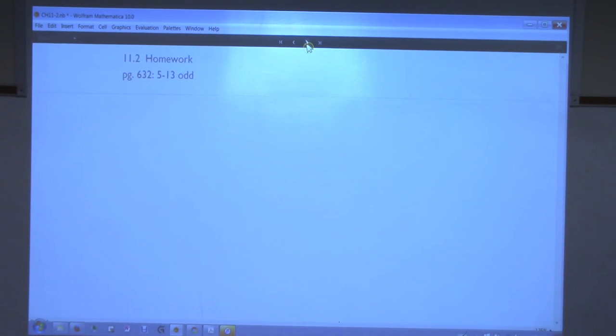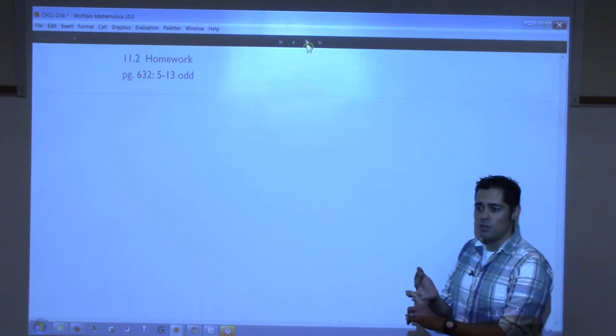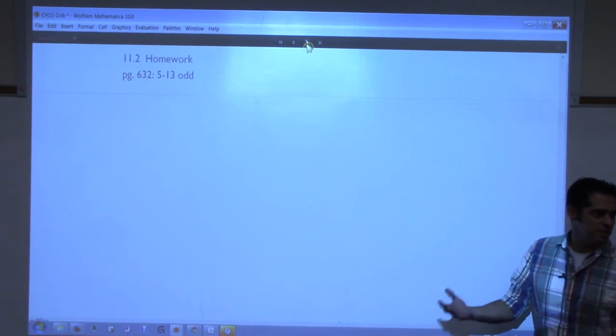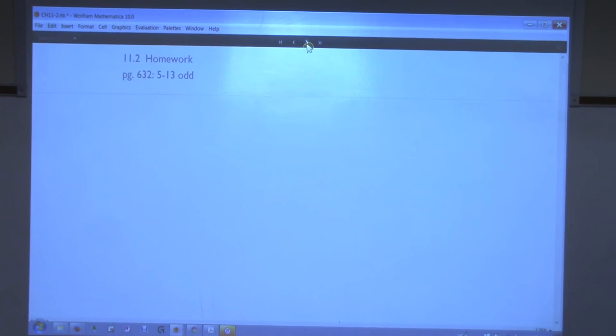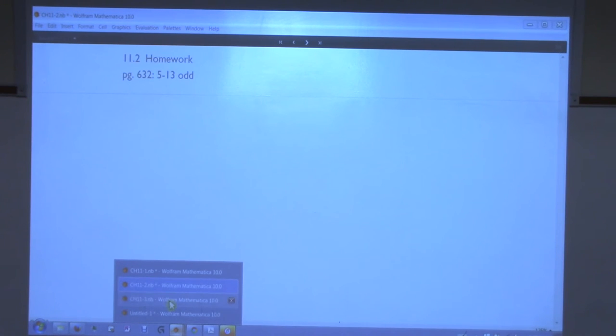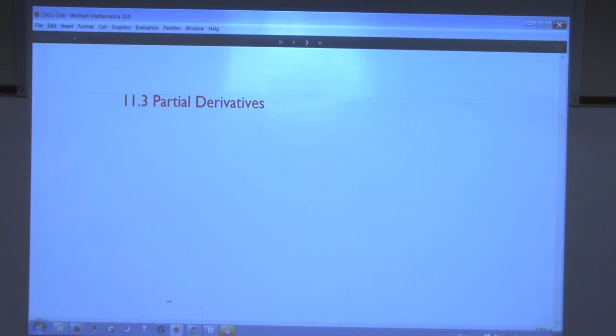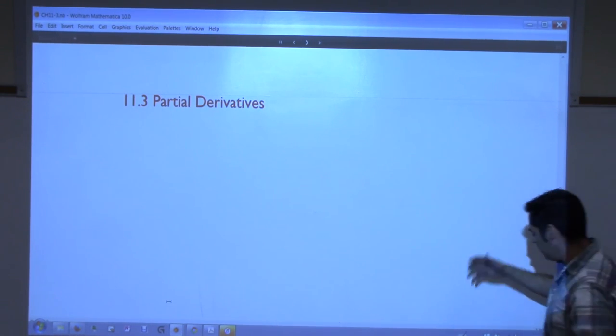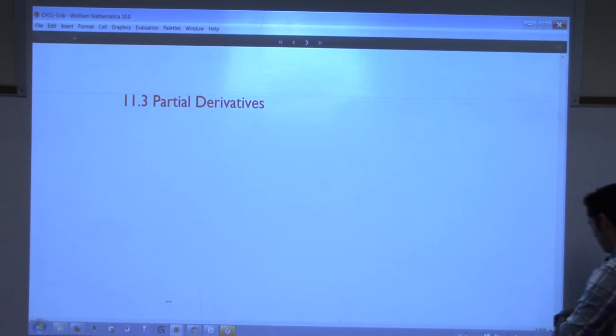Partial derivatives. Okay, so we've taken care of limits, we've taken care of continuity. The next thing that comes is derivatives. How many of you have heard of partial derivatives before? Where have you seen that? Physics, you're taking partial derivatives? Some differential equations? Yeah, absolutely. So what the heck is a partial derivative?